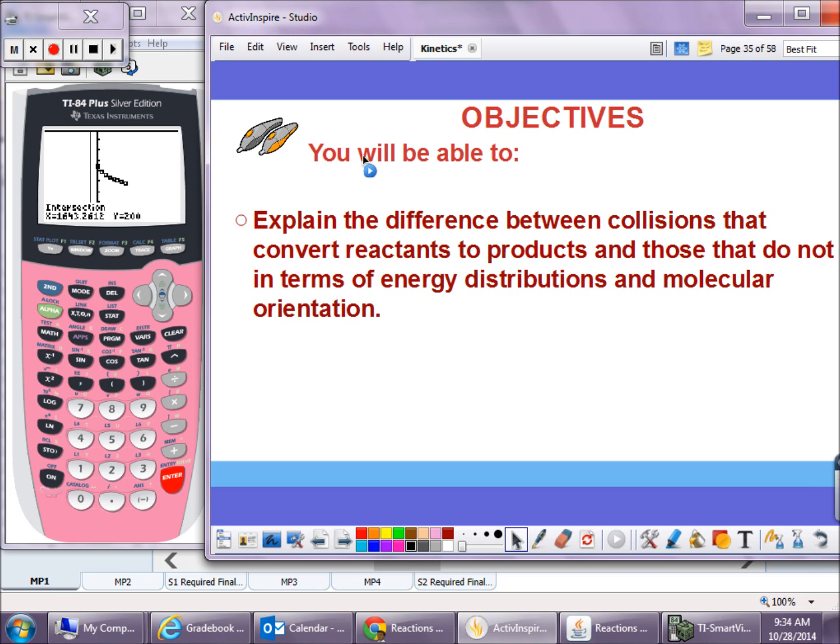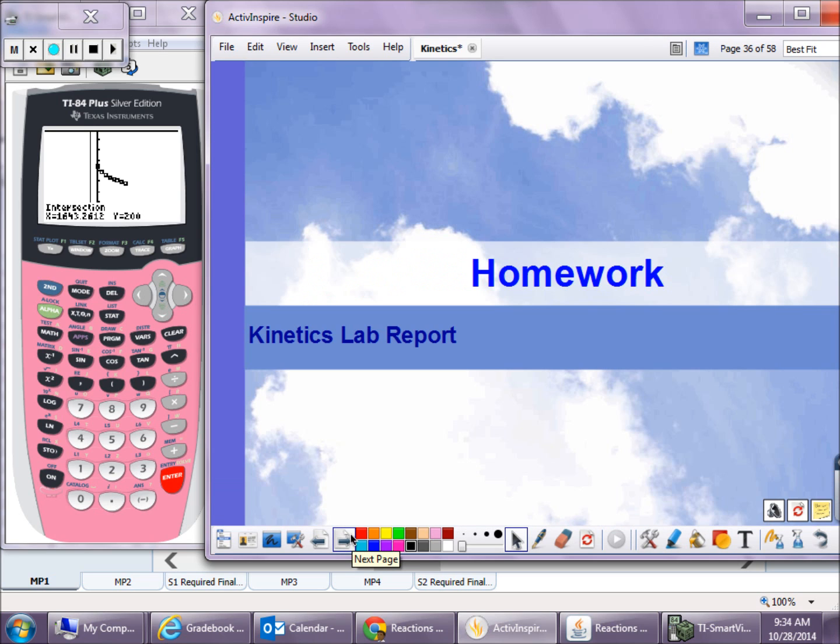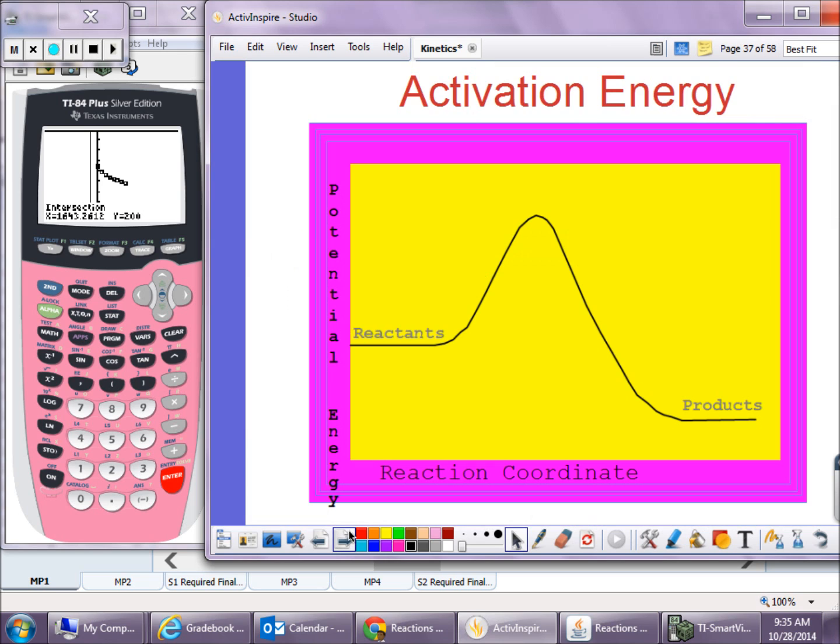Today we will be able to explain the difference between collisions that convert reactants to products and those that do not, in terms of energy distribution and molecular orientation. Your homework is the lab report. So I hope you have done all your quests. I have another quest, I leave it for next week because of the lab report.